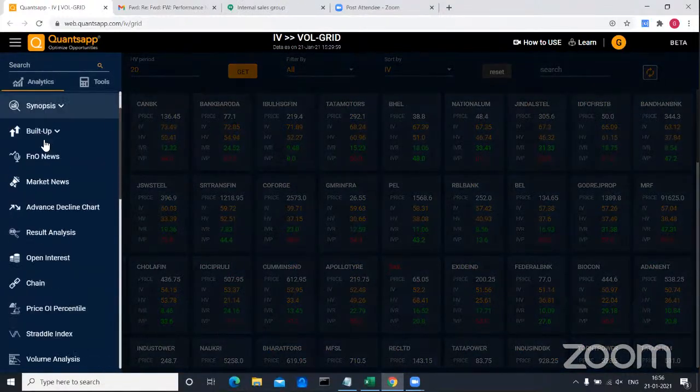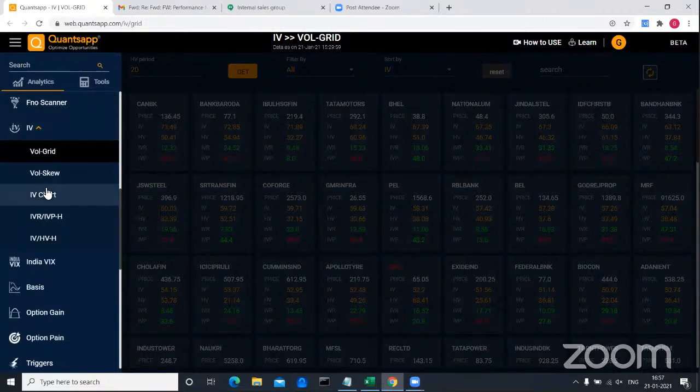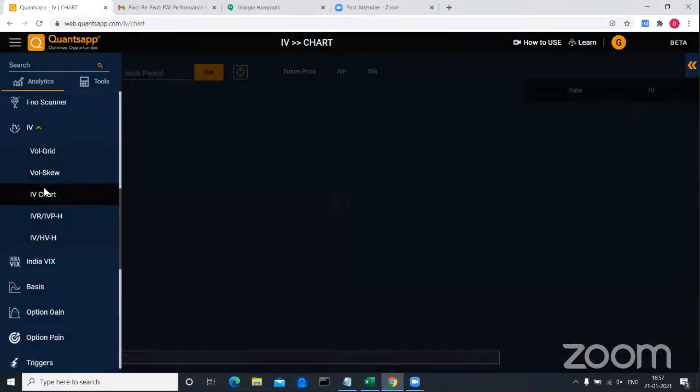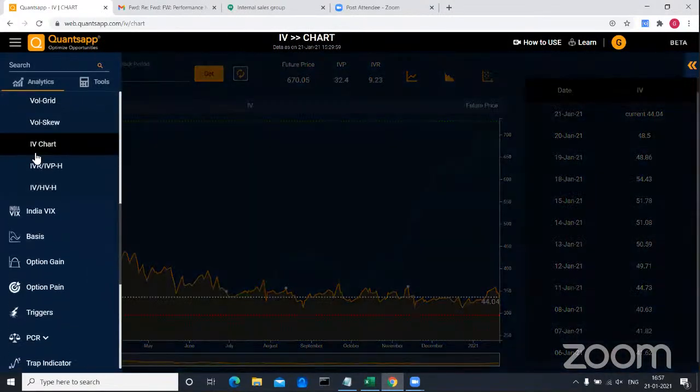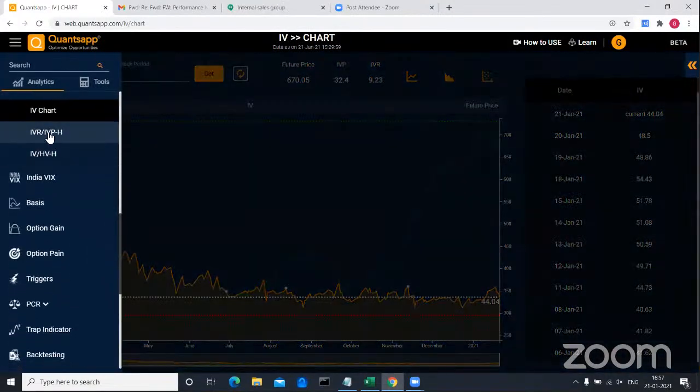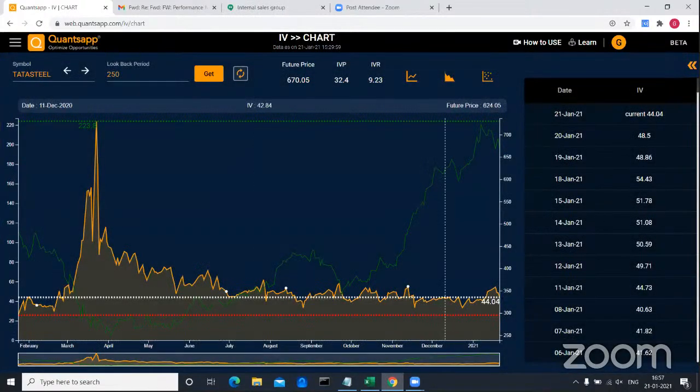Now we'll move to the charts. And on the chart, here you might see the IV chart, the IVP and IVR historical chart, and the IV and HV historical volatility chart. So first we'll go to the IV chart. Okay, so this is my IV chart.